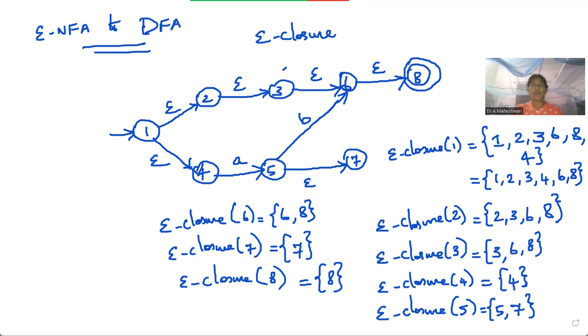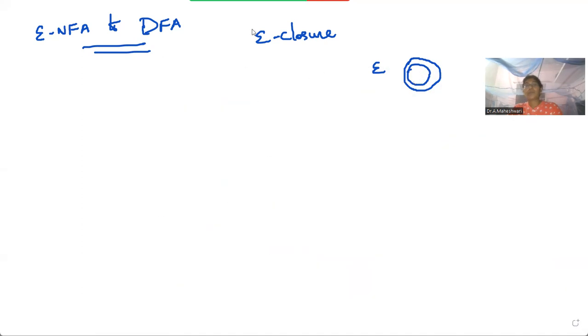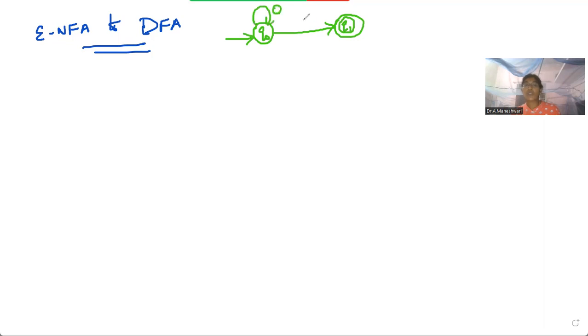Okay, now let's see one problem related to epsilon NFA to DFA. For example, I have a diagram from Q0 to Q1. Q1 is a final state. So this is, I'm using 0. This is the empty string. This is, I'm using 1. Okay. First, you calculate the E-closure of these two states.